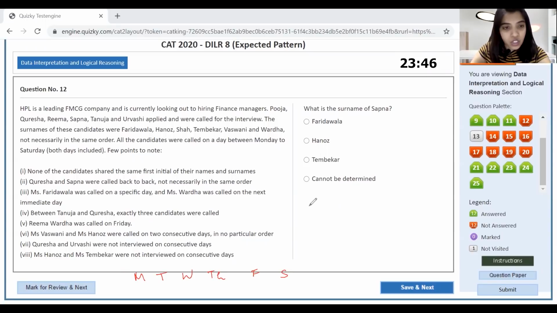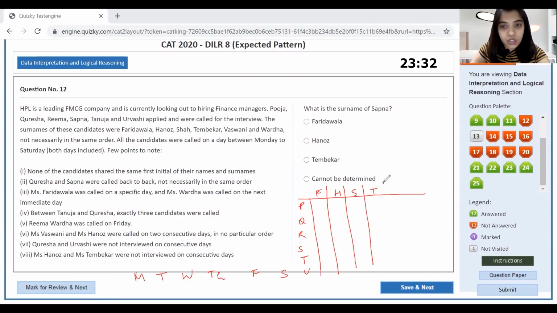Now we know we have to match names to surnames as well as people to days. So we'll create a matrix of names and surnames. PQRSTU, right? What are the surnames that we have? We have Faridawala, Hanoz, Shah, Timbekar, Vaswani, and Wardha, right?